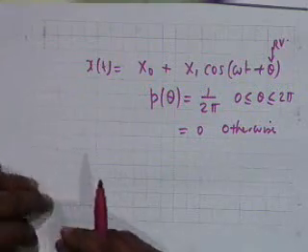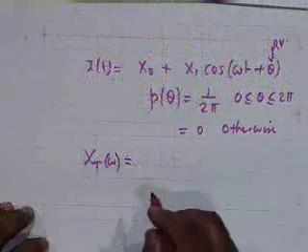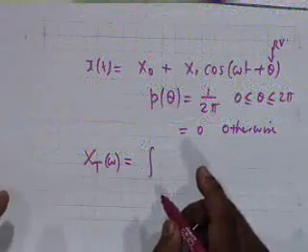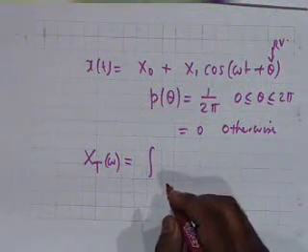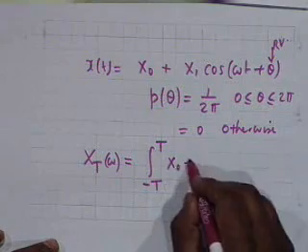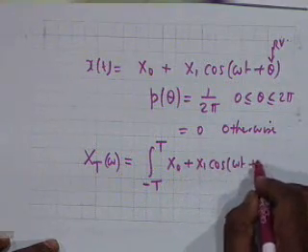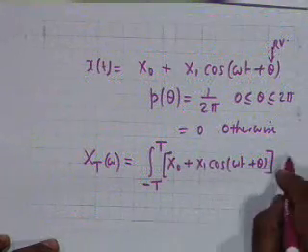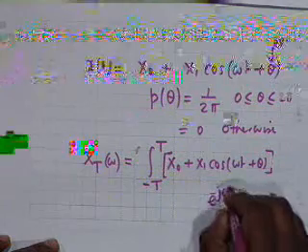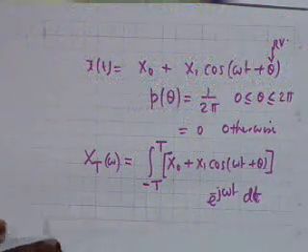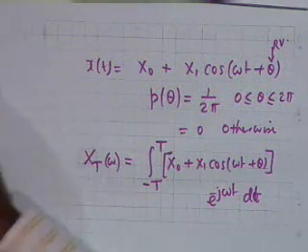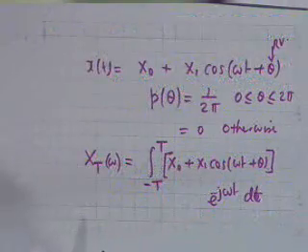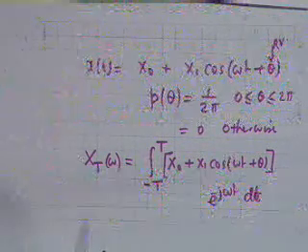The first thing you have to do is to find out xt of omega, all right. Xt of omega obviously is minus infinity to plus infinity, but we do not have to do that, we have to integrate, because we integrate from minus t to plus t, x 0 plus x 1 cosine of omega 0 t plus theta, yes, e to the power minus j omega t dt, all right. If I do that, well, we use omega, correct, thank you. This is a particular component, all right.